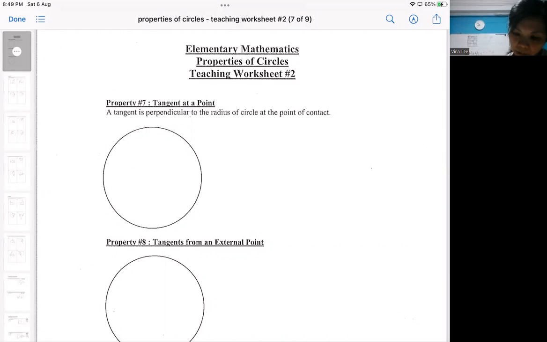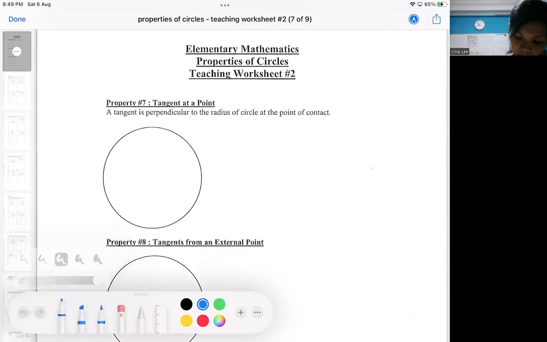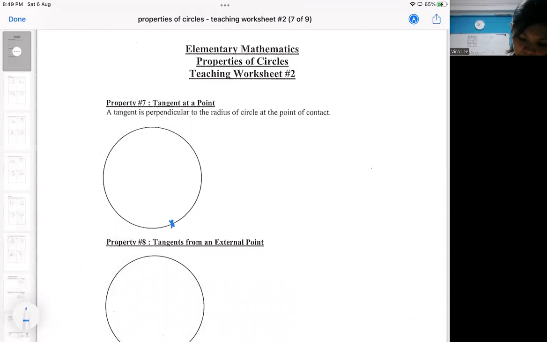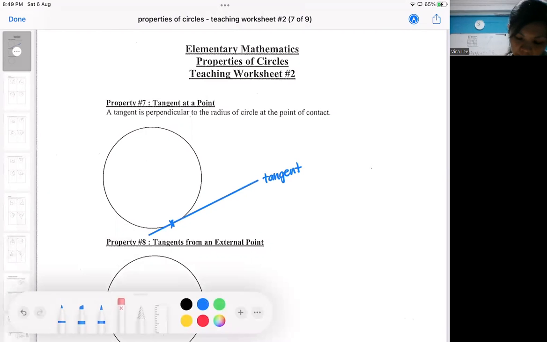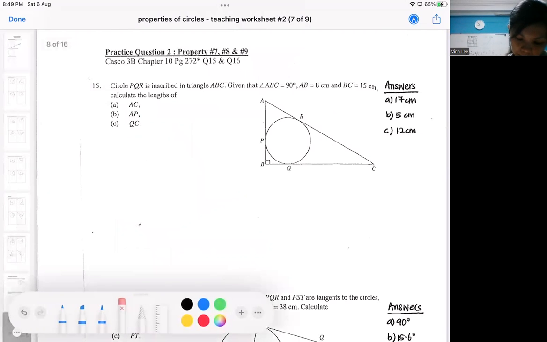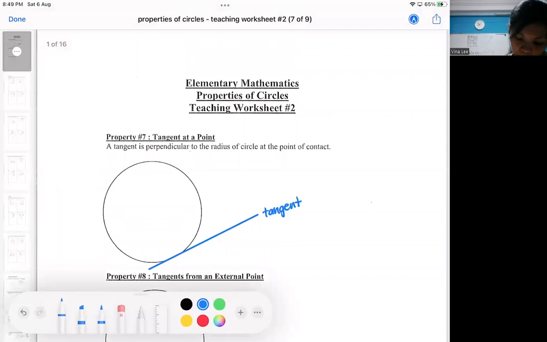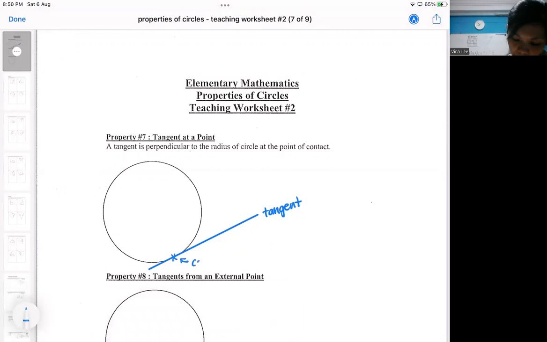Property number 7 is tangent at a point. It is mainly something like this. You can take any point on the circle. This is called a tangent. A tangent will touch the circle. This part is what we'll call the contact point. And from the contact point, if I join to the center, that will become a radius.